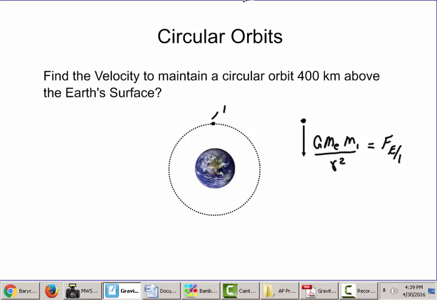So that basically is the force of the Earth onto object 1. Now the other thing is, this object has to have some type of velocity to maintain an orbit, because as it goes around, it's falling toward Earth. So we're going to find out what this velocity is. What you want to do is take this and just set it equal to mass times acceleration. So we're doing the same thing we always do. Net force is equal to mass times acceleration.